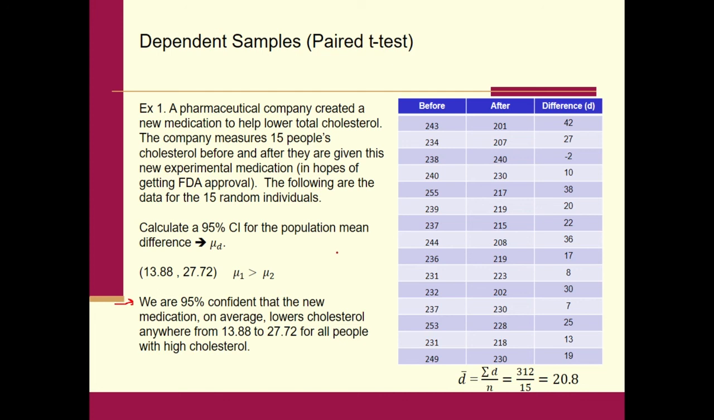We are 95% confident that the new medication on average, so what does that mean? Before going too far into the conclusion, let's go back up here. Here's mu1, here's mu2, and we think that the before cholesterol is greater than the after. What does that mean? A positive D meant that the pill was working to lower cholesterol. So notice what I put here: we are 95% confident that the new medication on average lowers cholesterol anywhere from 13.88 to 27.72. Maybe I should have put the word units there. For all people with high cholesterol that are going to be taking this pill.